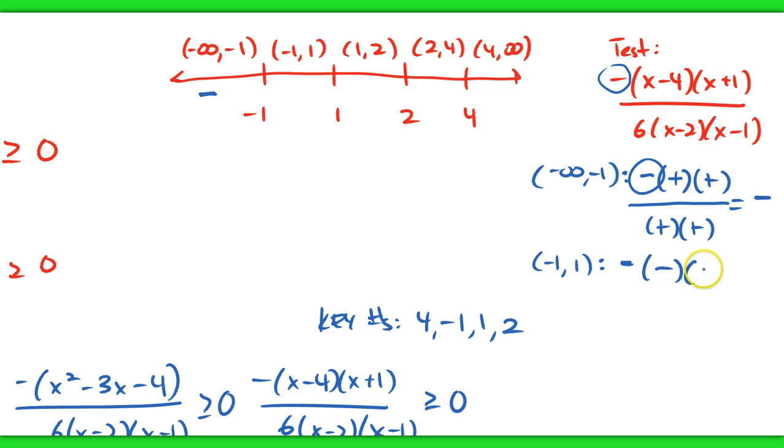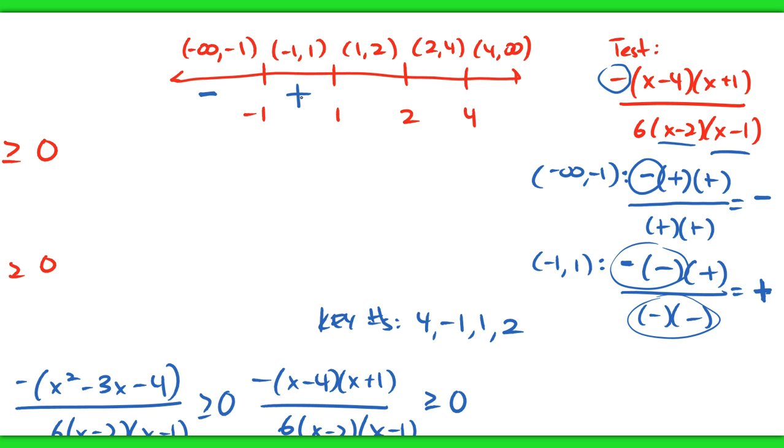If I plug in 0 here, I get a positive. If I plug in 0 here, I get a negative. If I plug in 0 here, also a negative. Overall, this polynomial, since I have these 2 negatives making a positive and these 2 negatives making a positive, everything ends up being positive in this interval.